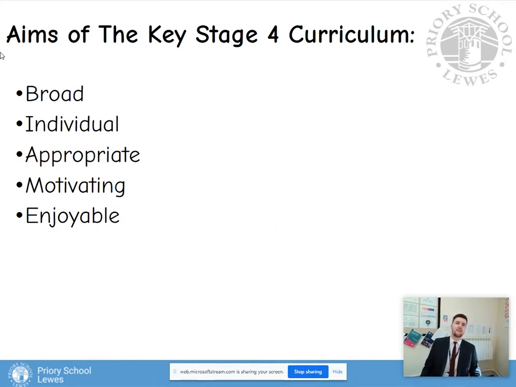It's got to be motivating. You've got to want to do it. And every single subject teacher will tell you, please don't choose a subject that doesn't motivate you, because you won't want to put the effort in. And then finally, it's got to be enjoyable. We want you to enjoy the subjects you study.